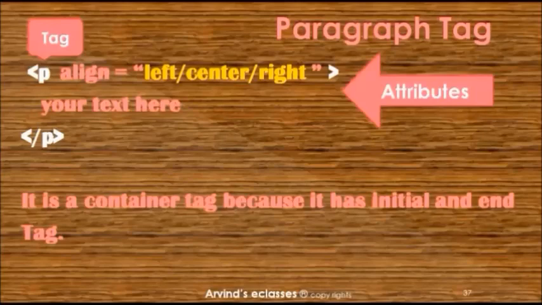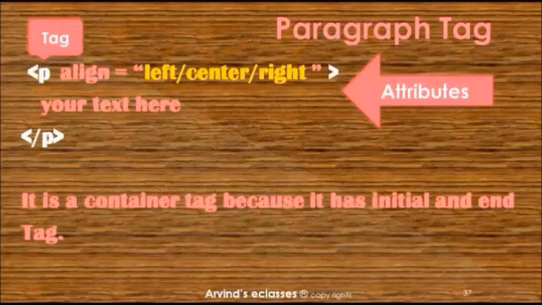First of all, your paragraph tag is a container tag because it has an initial tag as well as your end tag. And another thing, your paragraph tag has one attribute that is called align, and it has limited three values. First one is your left, second center, and third one is your right value. Okay, so let us see practically how paragraph tag is used in a web page.